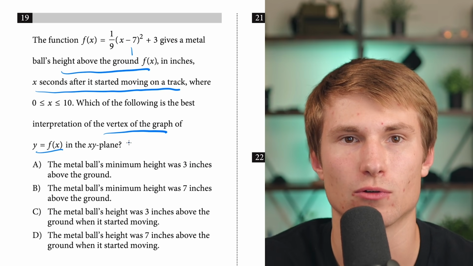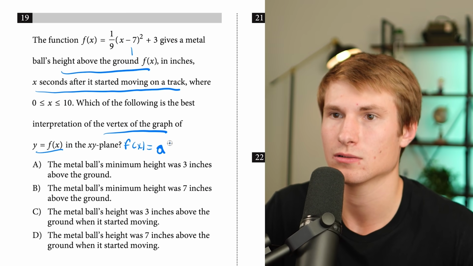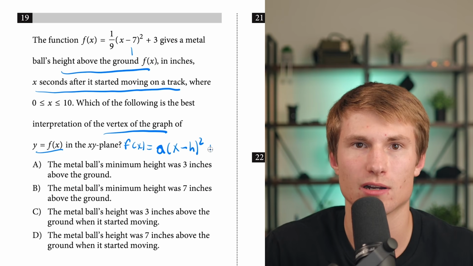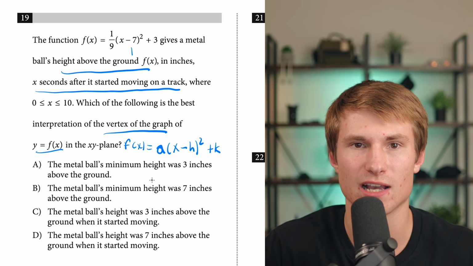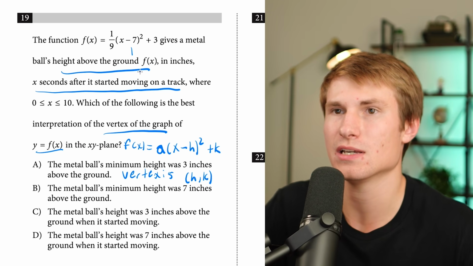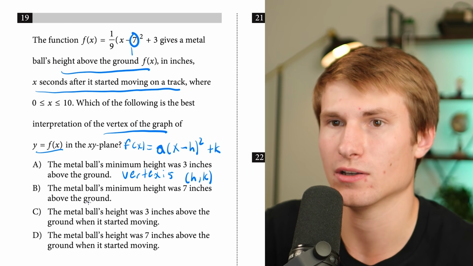Well, vertex form at its simplest would be f of x is equal to a, which can be some coefficient, times x minus h squared plus k, where your vertex is going to be h comma k. So as we can see in this case, our vertex would be at 7 for our x value. Okay, so I'll write 7. I'll just rewrite this.